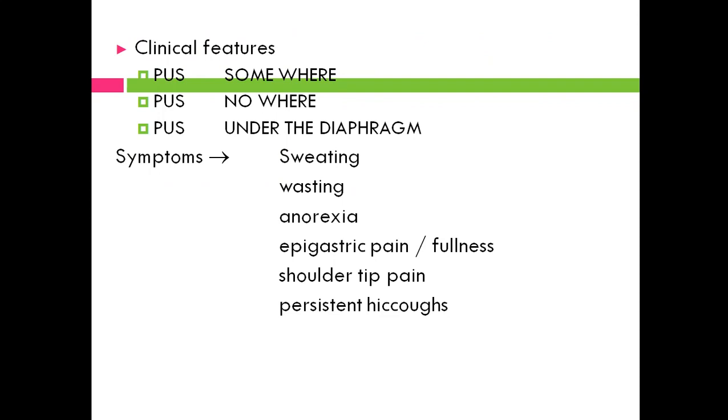Clinical features could be pus somewhere, pus nowhere, or pus under the diaphragm. So what are the symptoms? Patient will be having malaise. Patient can be having sweating, wasting, anorexia, epigastric fullness or pain. Because of the irritation of the diaphragm, patient can have pain in the shoulder tip, and because of the irritation of the phrenic nerve, again it can produce hiccups.